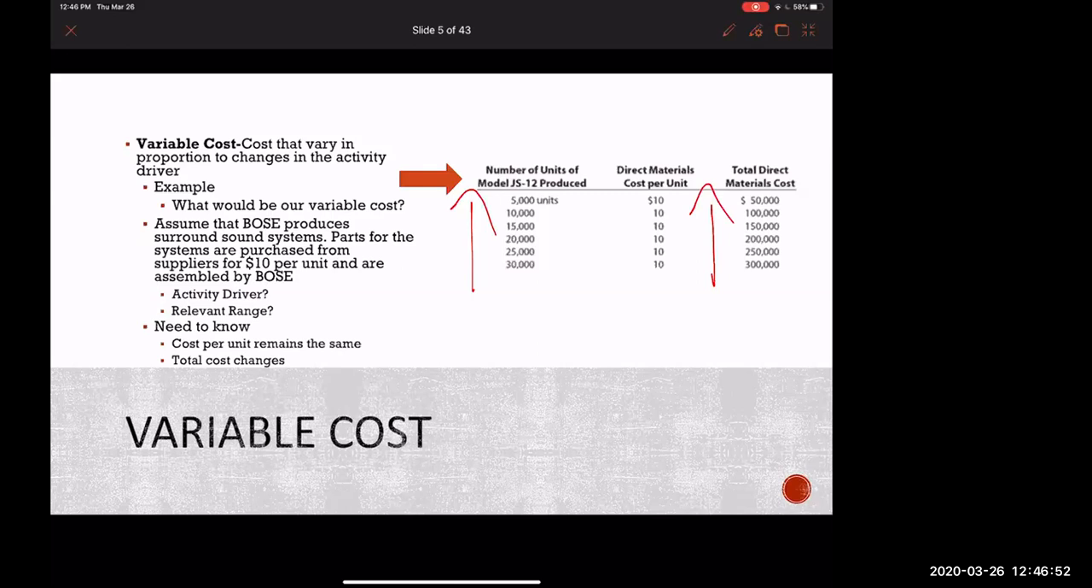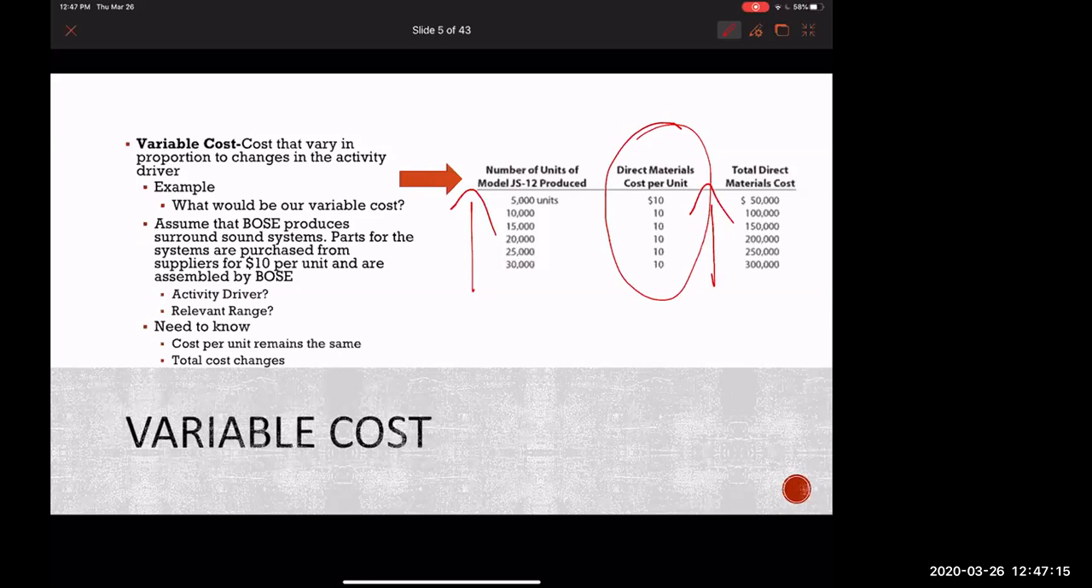So let's take, for example, here. Assume that Bose produces surround sound systems. Parts for the systems are purchased from a supplier for $10 per unit and are assembled by Bose. So they're going to a supplier to buy all of their materials, and then from there, they take those direct materials and manufacture the rest of it.